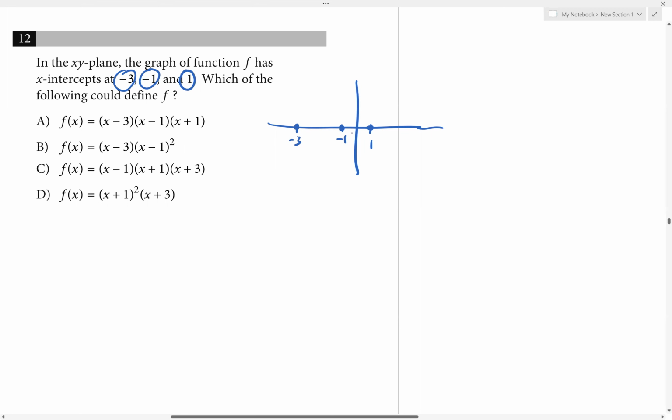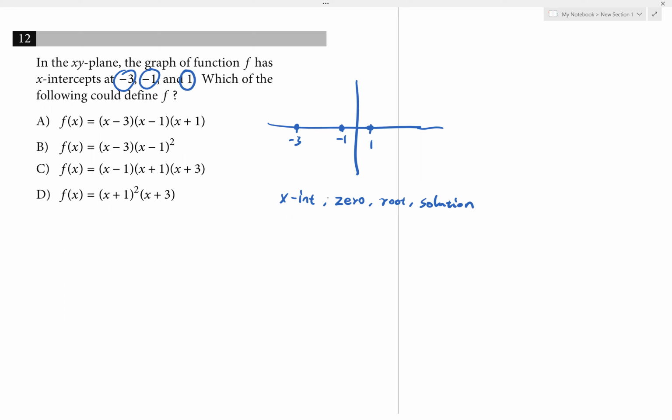So the concept for this question is that if we know the x-intercepts, we can write out the factors of the function. The x-intercept represents the x value that makes y equal to 0. So the x-intercept is also called a zero. Sometimes they call it a root, and sometimes a solution. All of these are pretty much interchangeable. They all mean what x value makes the y value equal to 0.